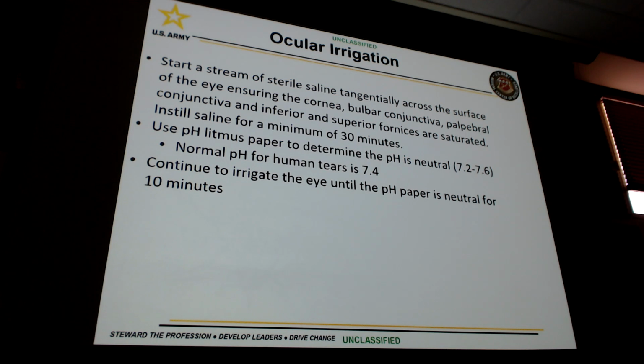until it's neutral. Okay? If we don't get a patient's eye irrigated, the acid or the base, whatever's in there, is going to scar the cornea. When that cornea scars, that patient is essentially legally blind for the rest of their life, unless they're able to get a corneal transplant. Okay? So we want to prevent that as much as possible.